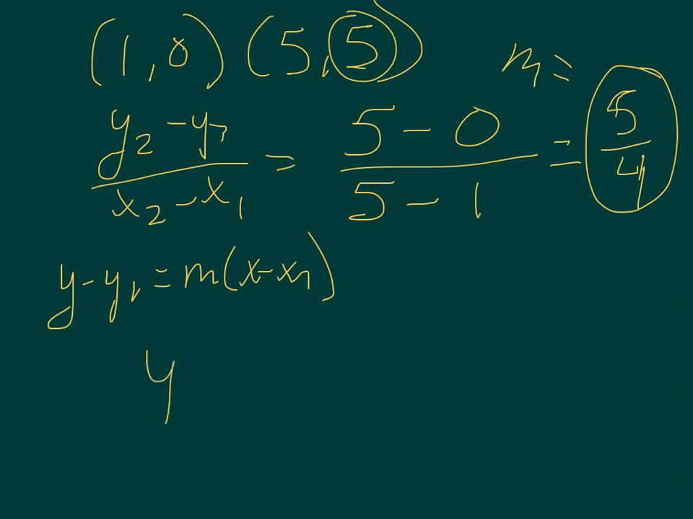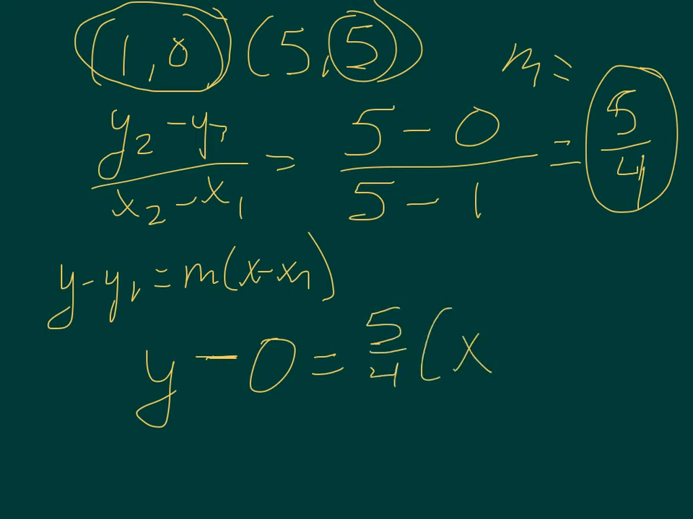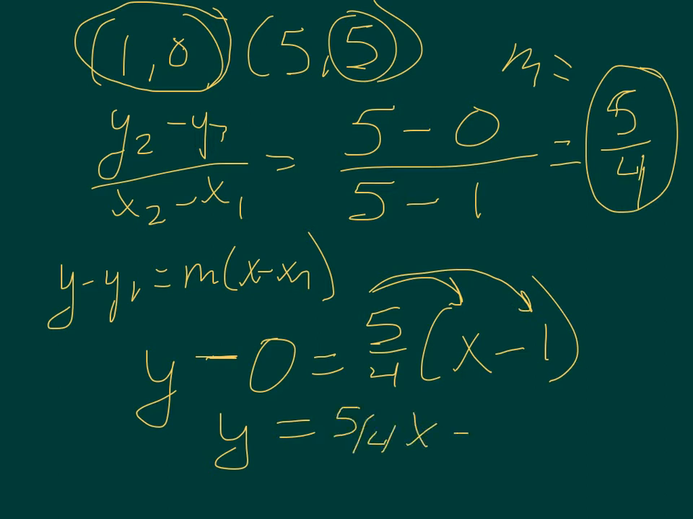So I have y minus, I can use either one of these points. Let's see what happens if I use this one right here. I'm going to say y minus 0. That should be interesting. 5/4 times x minus 1. Well, y minus 0 is still y. Distributive property. 5/4 x minus 5/4. And you'll find that equation right there is exactly what you need, that you can graph from here if you want.